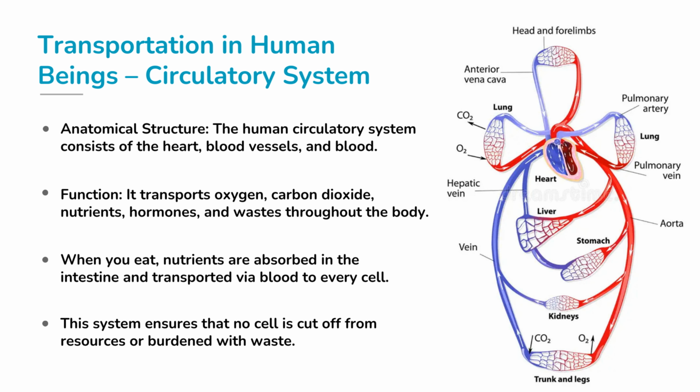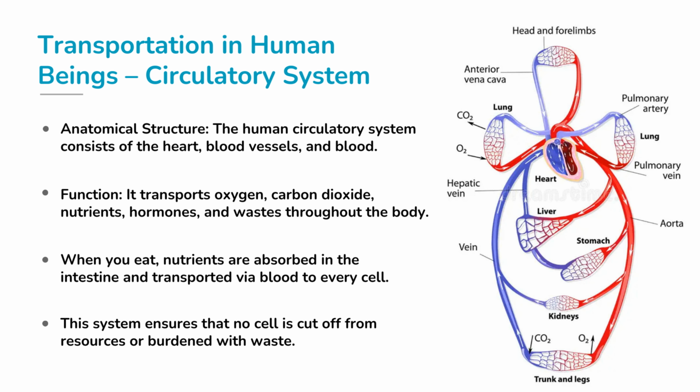Our circulatory system consists of the heart, blood vessels, and blood. Together, they form an extraordinary delivery and waste removal network. The system carries oxygen, carbon dioxide, nutrients, hormones, and waste throughout the body. For example, when you eat food, nutrients absorbed in your intestine are quickly picked up by blood and transported to every single cell. This ensures that no cell is deprived of resources or burdened with wastes.